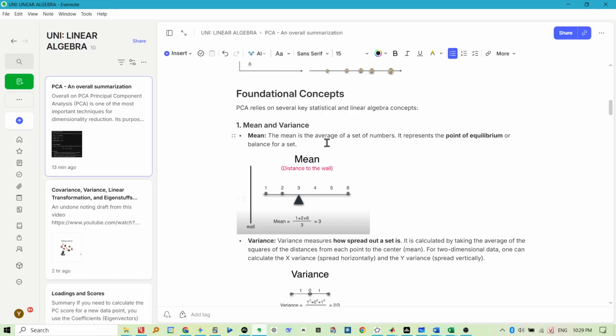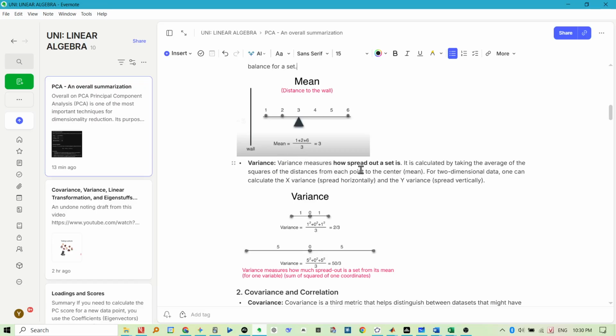As I have said, the mean is the point of equilibrium, so we will add all the distances together and divide by the number of weights. That means we will add 1 plus 2 plus 6 divided by 3. We get 3. So at the distance to the wall of 3, the weight will be all balanced.